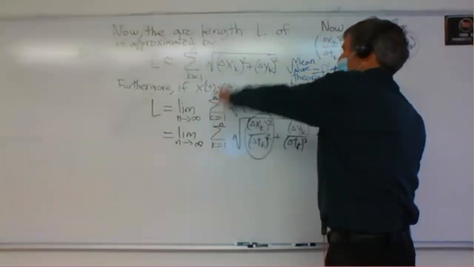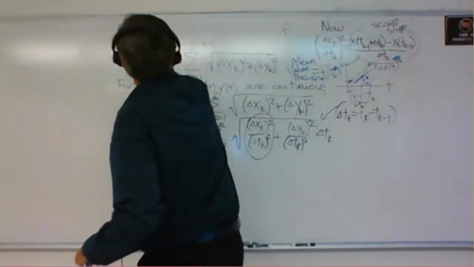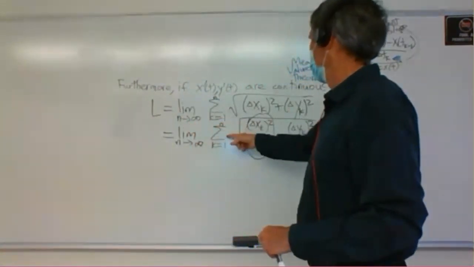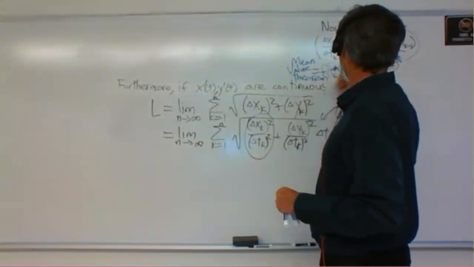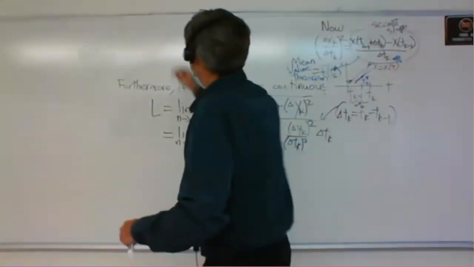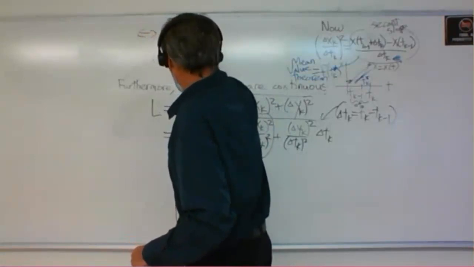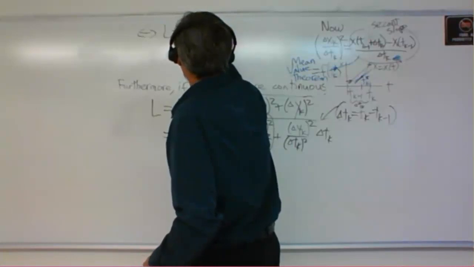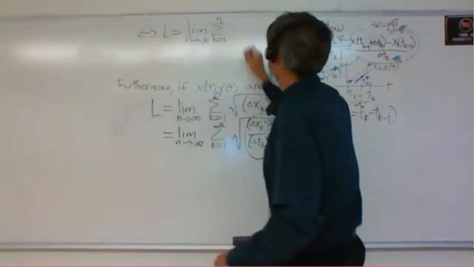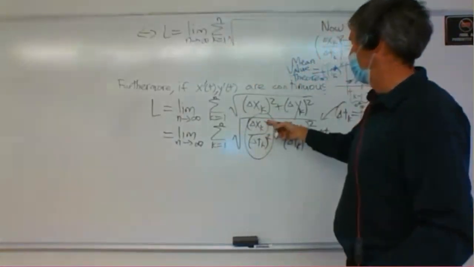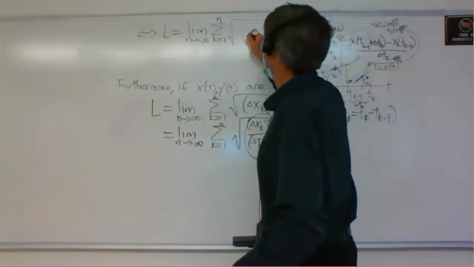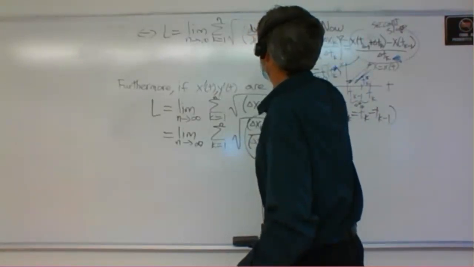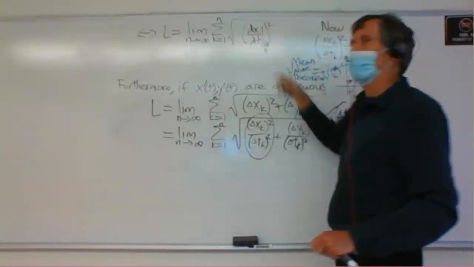which means that if I continue this up here now, this definition that L is equal to the limit of the sum, I can replace this with the derivative at some intermediate point. So L is now the limit as n goes to infinity of the sum k equals 1 to n of the square root, and I can replace delta x squared over delta t squared with dx dt squared at some intermediate point tk star.